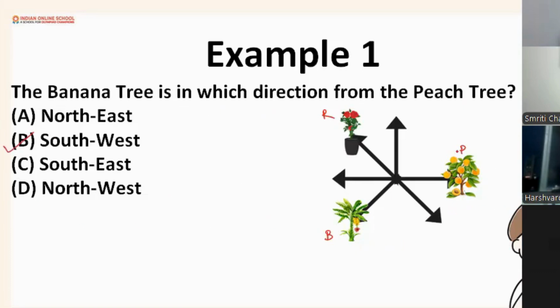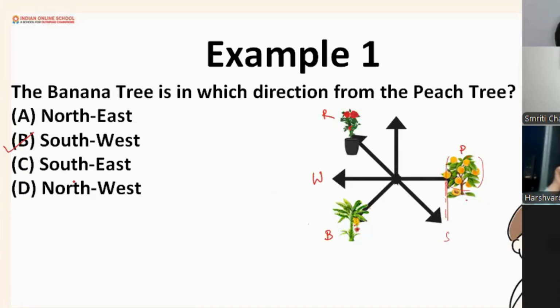Why? Because this is the peach tree, and the banana tree is below that. So below over here is south. And since it is in this direction towards west, that's why it is in the southwest. So the banana tree is in the southwest of the peach tree.